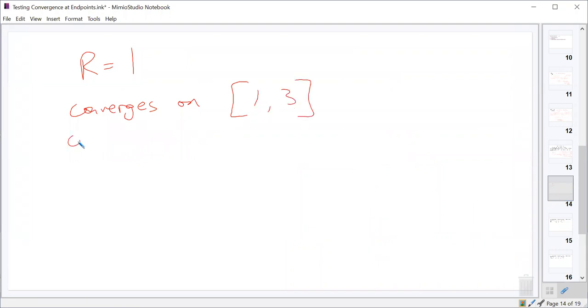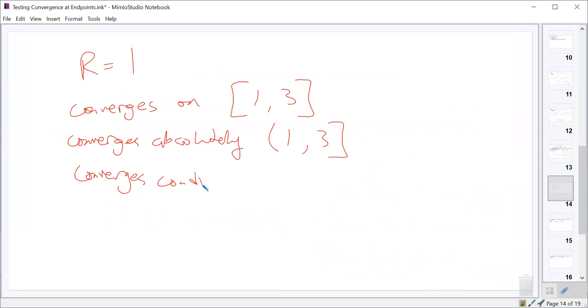We would say that it converges absolutely, and we said it didn't at 1, right? So absolutely 1 to 3, and we would say that it converges conditionally at 1. Does that make sense? That's the situation we're doing.